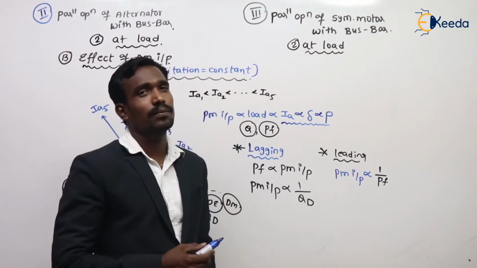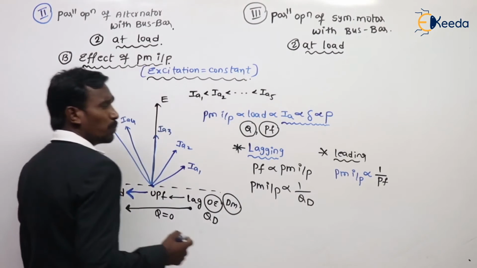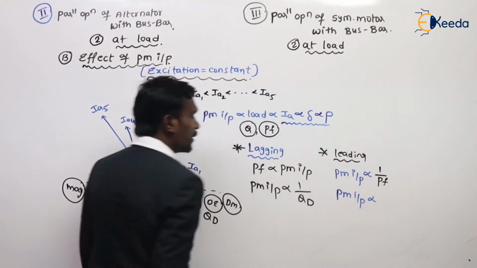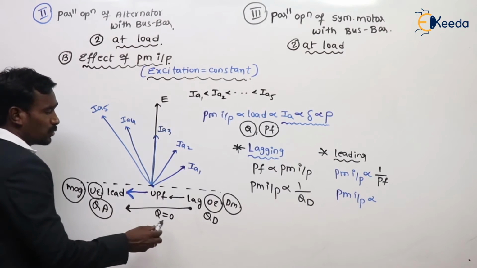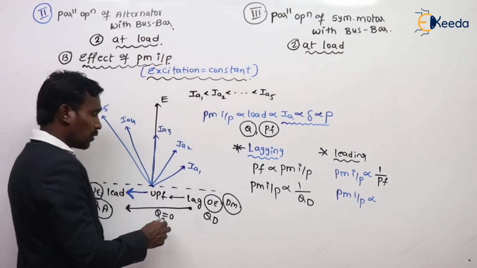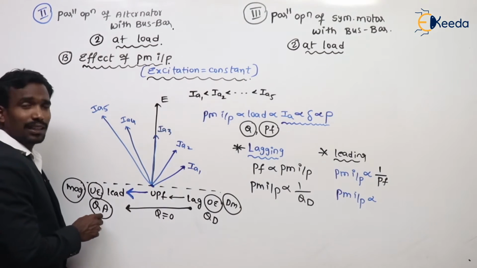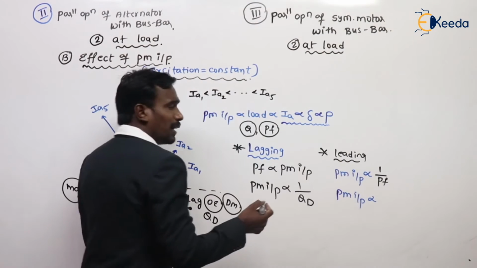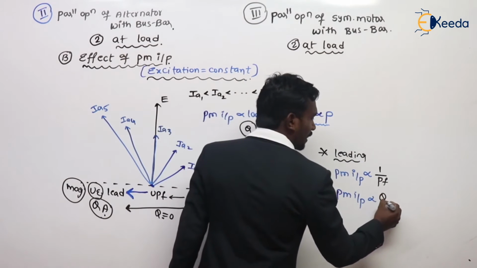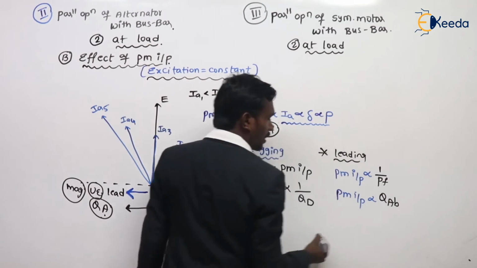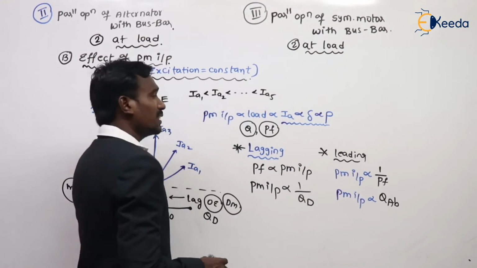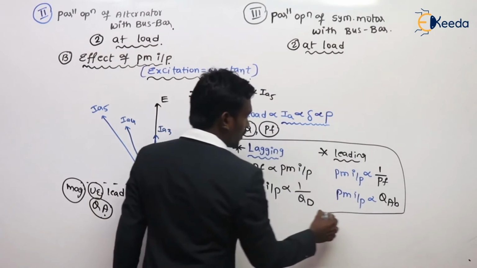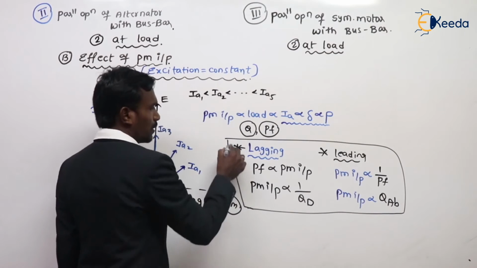That is one thing. What happens to reactive power when the prime mover input is changing? Here the reactive power is 0, but here the reactive power is being absorbed. Here none is absorbed, here it is absorbed. So the prime mover input is directly proportional to Q absorbed. These are the 4 points you should remember: 2 for lagging and 2 for leading.